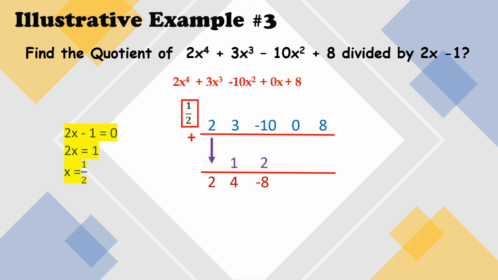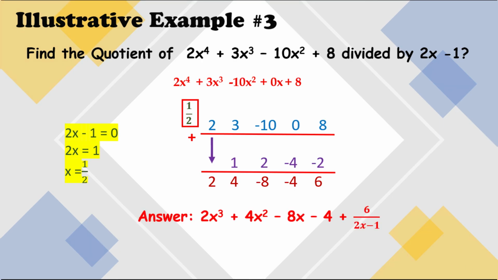We multiply it by 1/2. That will give us negative 4. We add 0 plus negative 4, which is negative 4. Multiply it by 1/2. That will give you negative 2. 8 plus negative 2 is 6. So our answer is 2x cubed plus 4x squared minus 8x minus 4 plus 6 over 2x minus 1. For this one, the degree is 3 because it should be 1 less than the degree of your dividend. Since our dividend is x raised to 4, we will have the degree of 3 in our answer.